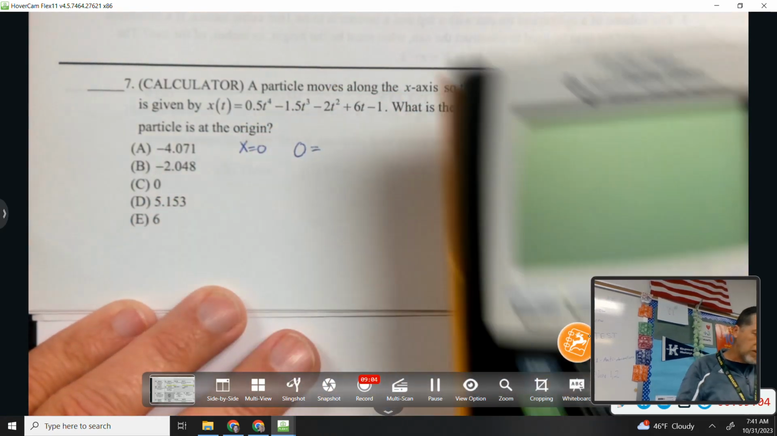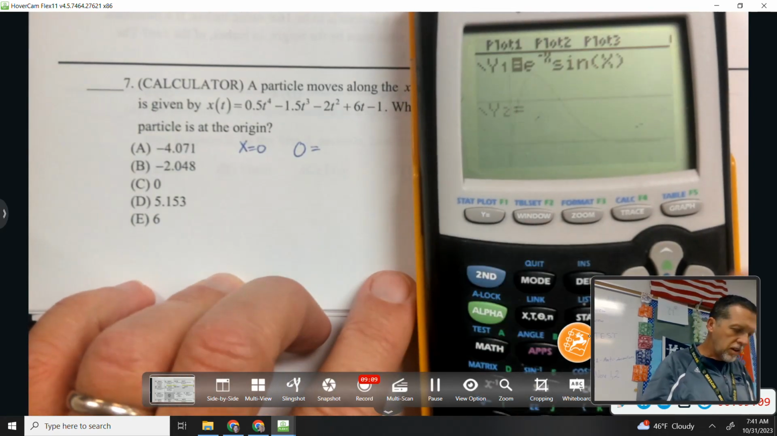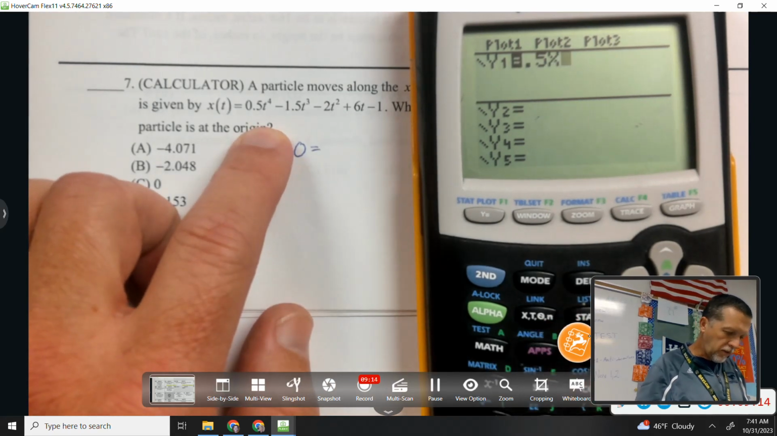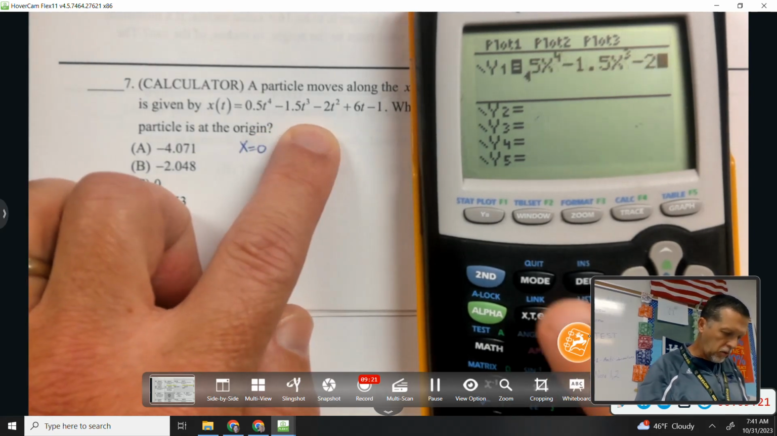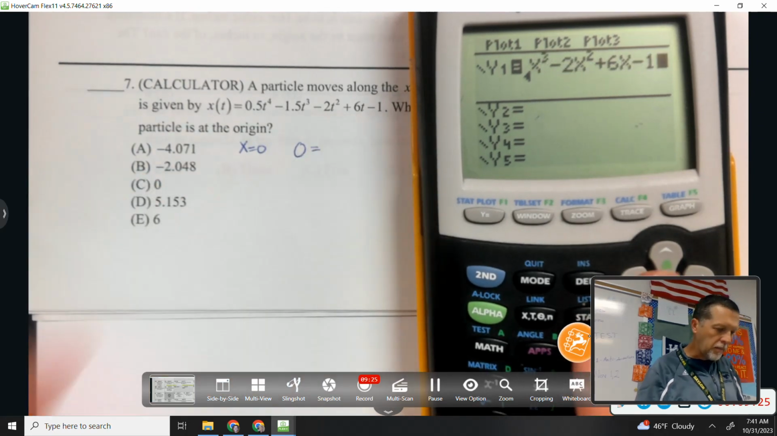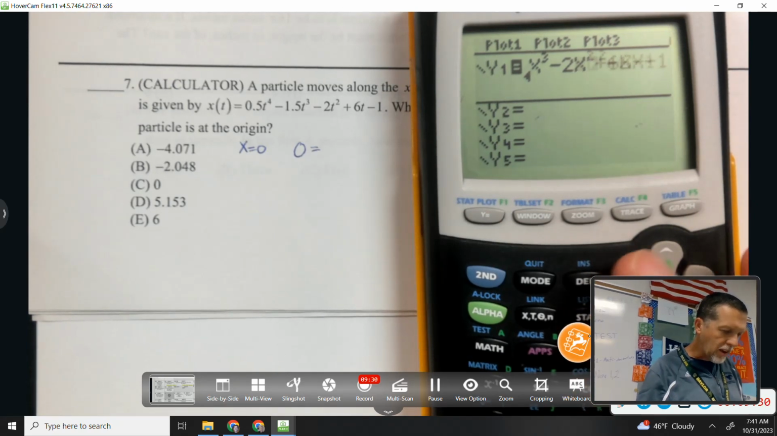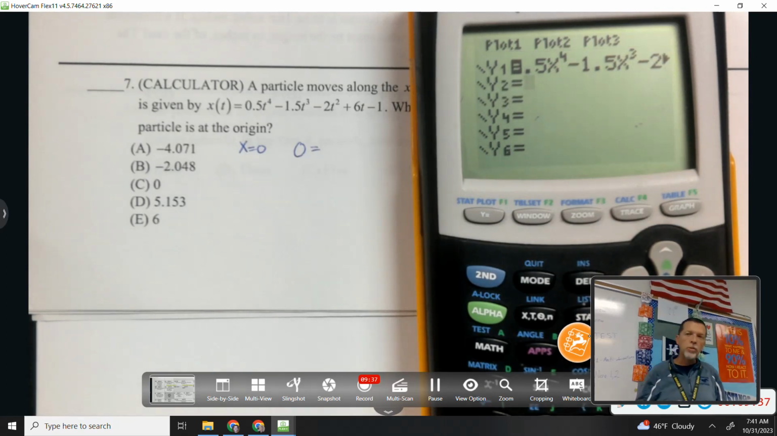So let's plug in. Oh, that's yesterday's problem. Let's plug in 0.5 t to the 4th minus 1.5 x cubed minus 2x squared plus 6x minus 1. Always take the extra 2 seconds to make sure that it's typed in there correctly. The calculator doesn't make mistakes, so make sure you don't make a mistake.